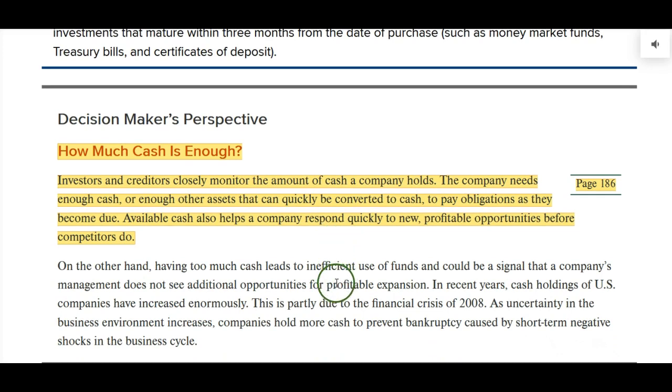How much cash is enough? Well, a company needs cash to pay suppliers, pay employees, pay utilities and so forth. And they also would like to have cash available to make a quick purchase of another company if another company becomes of interest to them. They might want to buy the company before creditors do.